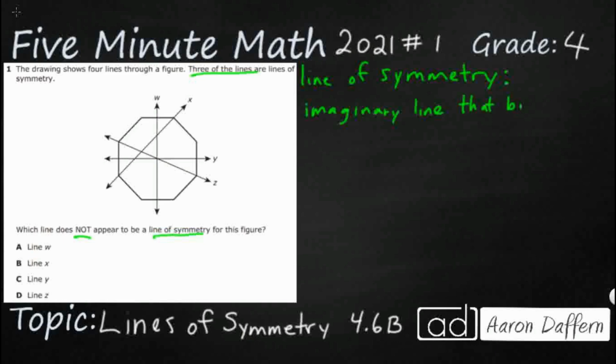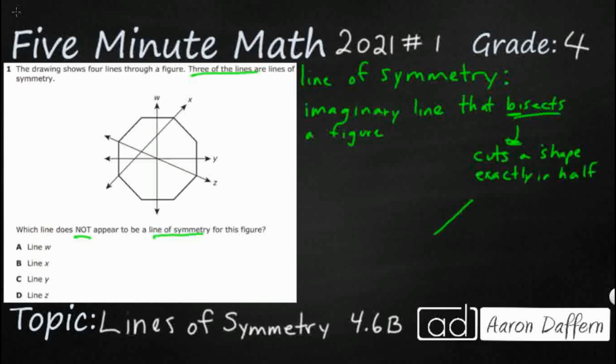It bisects a figure. So that term, bisect, is one that is going to be very important as you get older. You might not be super familiar with it. You see this prefix bi in the front, like bicycle. So that means two. What that means is it cuts a shape exactly in half. So that's what bisecting means.